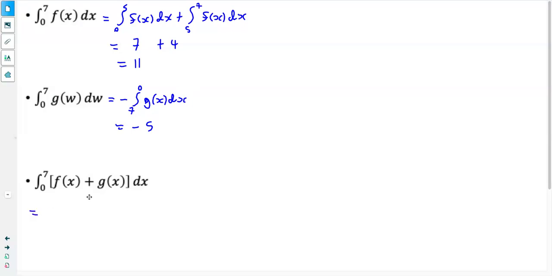Now this one here is the integral from 0 to 7 of f of x plus g of x. Now we already figured out what 0 to 7 of f of x is. That's just going to be 11, plus the integral from 0 to 7 of g of x, so that'd be -5. And that's going to give us 6.